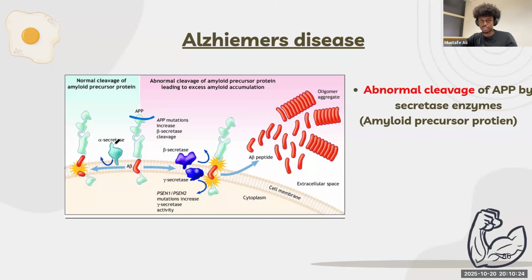Now, because the secretase in Alzheimer's disease is abnormal, it will break down the APP abnormally. Once it breaks it down abnormally, it leads to a fragment being released called the amyloid beta protein. This amyloid beta protein is not supposed to be released. It's only released because of this abnormal secretase enzyme.